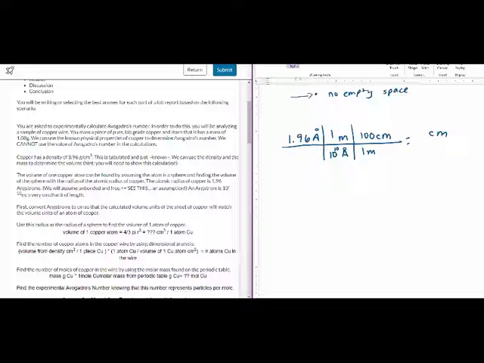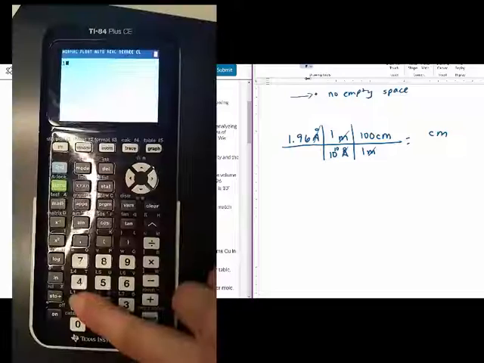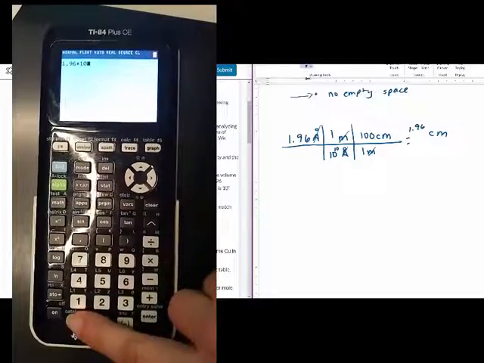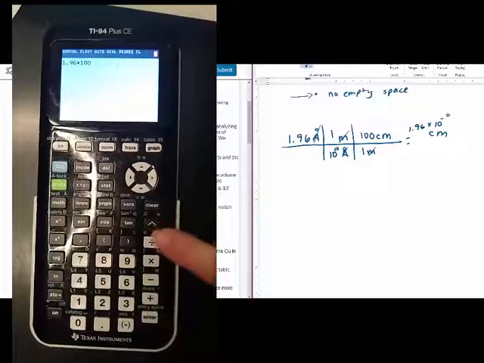Now, we can double check that we have set this up properly by canceling out our units. So we have an angstrom in the numerator. We're going to cancel that with angstroms in the denominator. We have meters in the numerator. We're going to cancel that with meters in the denominator, and we're left with centimeters. So when I perform this calculation, I end up with 1.96 times 10 to the negative 8.